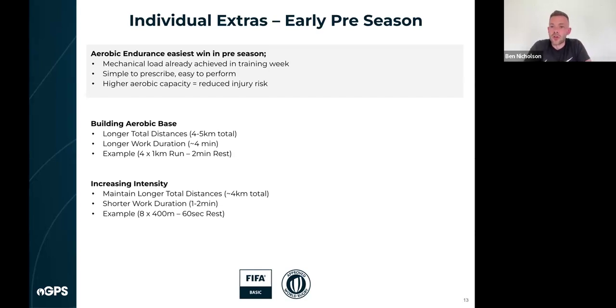Working for longer durations means you can't sprint for 4 minutes. So if we're using 3, 4, 5 minute blocks, the lads aren't going to be able to sprint and put stress on these structures that we're trying to tailor training towards. That's where we'd use longer work durations. An example of that might be 4 by 1Ks. I've probably used that for the last 15, 20 years of my career: a kilometre run, couple of minutes rest, do that 4 times.